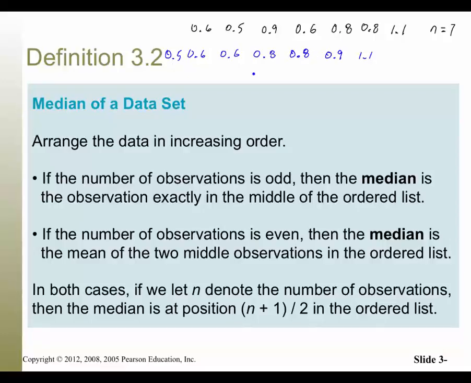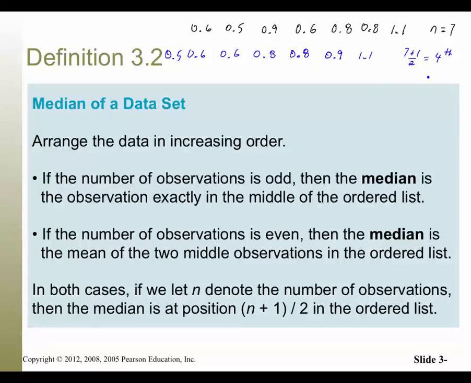If you have a really big data set, you can use this formula down here, n plus 1 over 2, and it tells you which one in the ordered list will be your median. So n plus 1 over 2: 7 plus 1 over 2. What do we get? 4. So it's the 4th data value in ascending order.